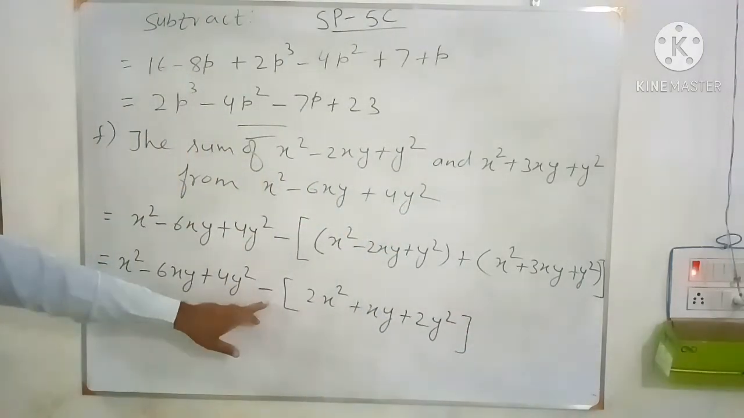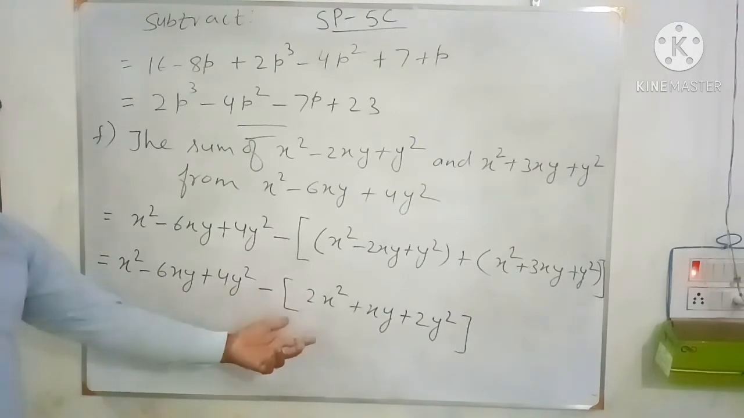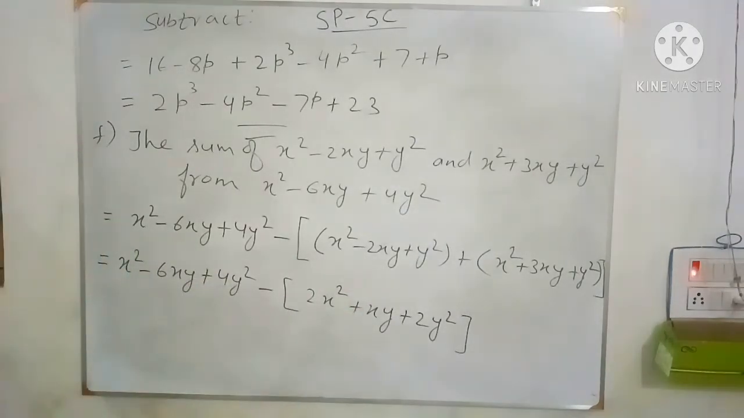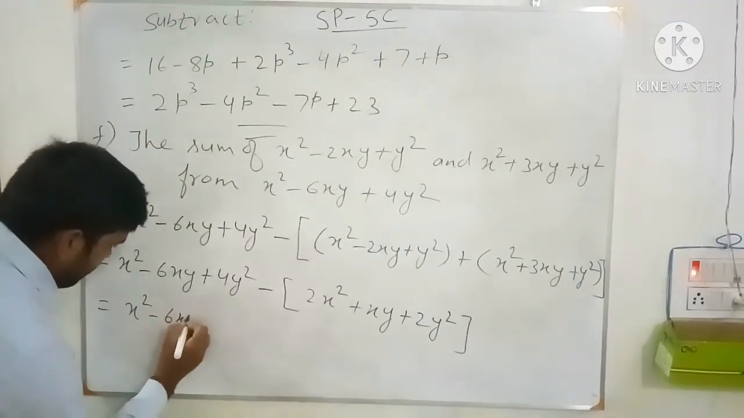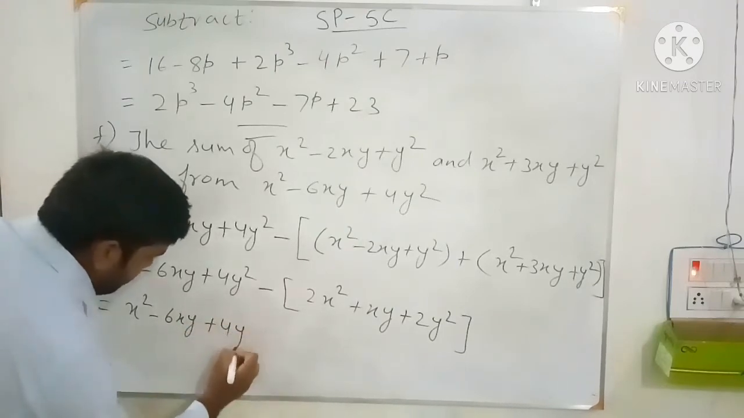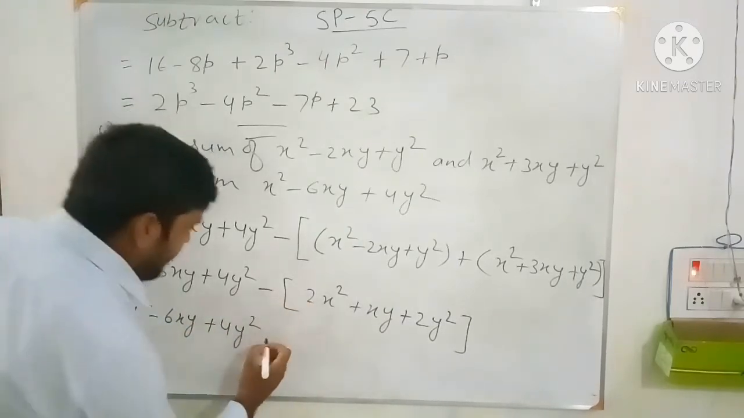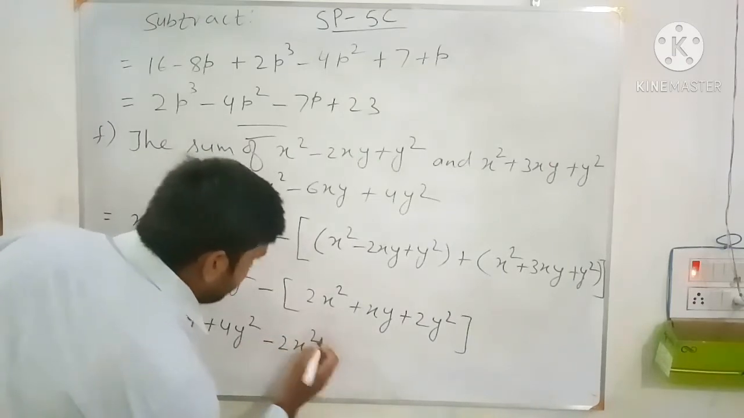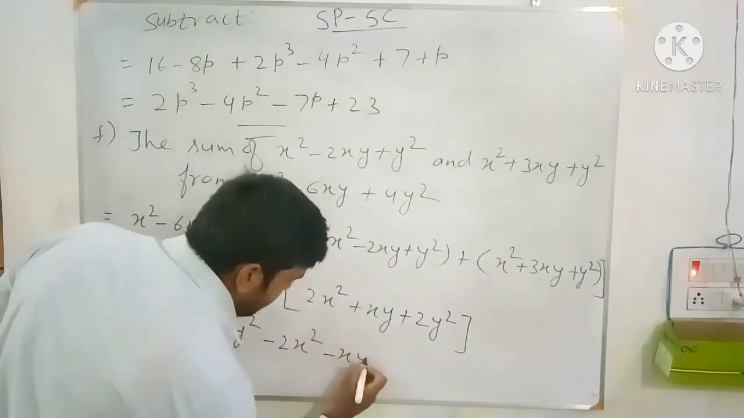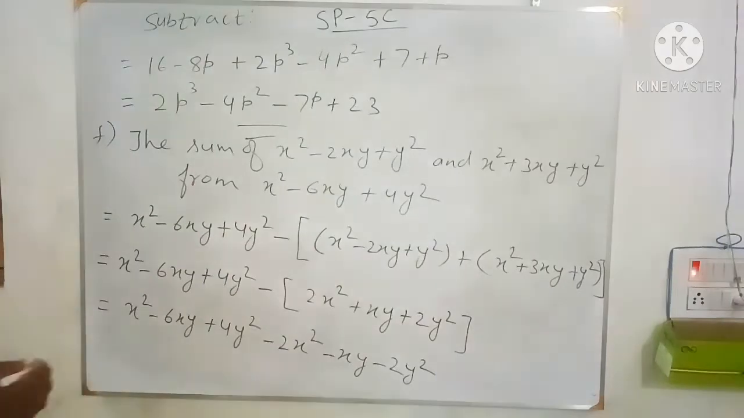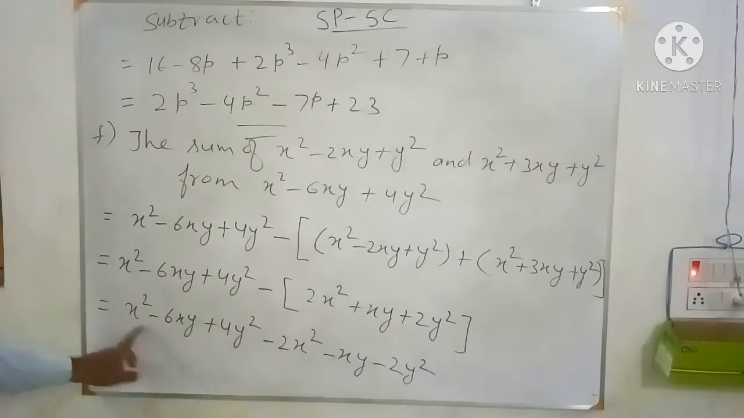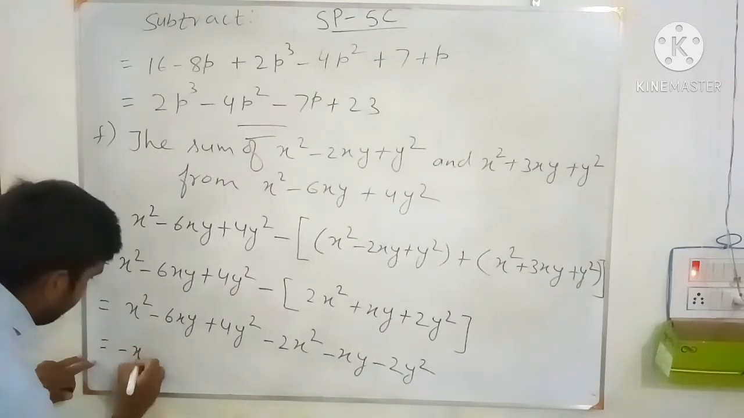Now before this square bracket there is a minus sign. So when we open this bracket, the sign of each term will change. So in the next step, x square minus 6xy plus 4y square, and minus 2x square, minus xy, minus 2y square. Now see what we write in the next step. Plus x square minus 2x square gives you minus x square. So the final answer you can write minus x square.